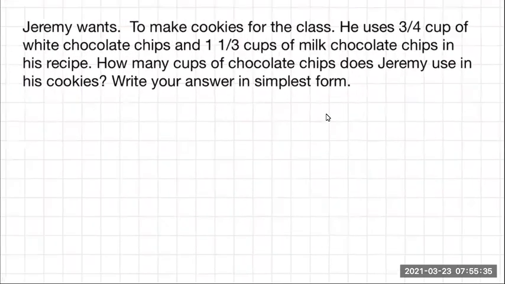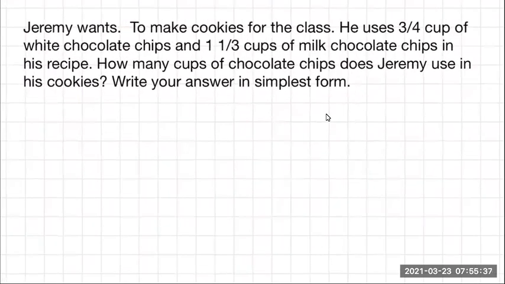Okay, here's our next question. Jeremy wants to make cookies for the class. He uses 3/4 of a cup of white chocolate chips and 1 1/3 cups of milk chocolate chips in his recipe. How many cups of chocolate chips does Jeremy use in his cookies? Write your answer in simplest form.